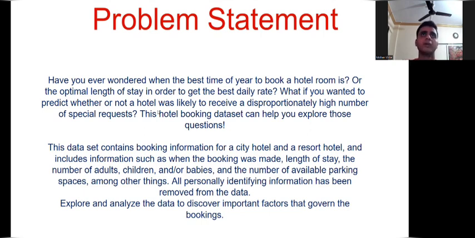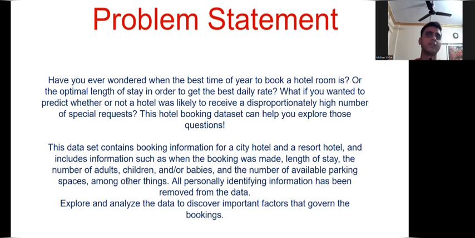Have you ever wondered when is the best time of the year to book a hotel room, or the optimal length of stay in order to get the best daily rates? What if you wanted to predict whether or not a hotel was likely to receive a disproportionately high number of special requests? This booking data set can help us to explore those questions.